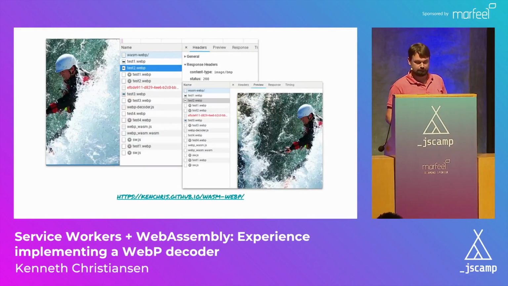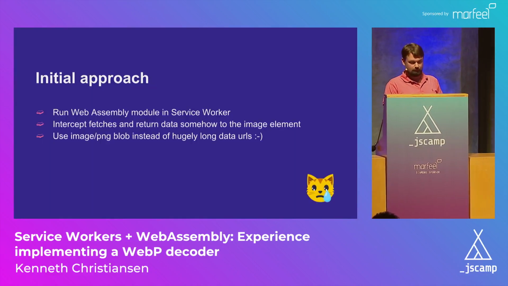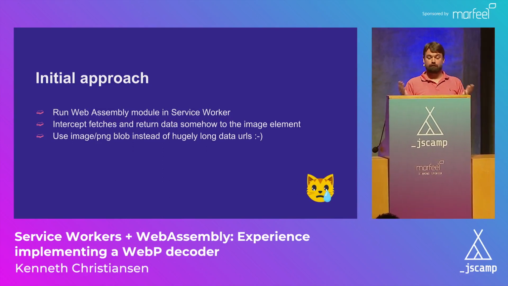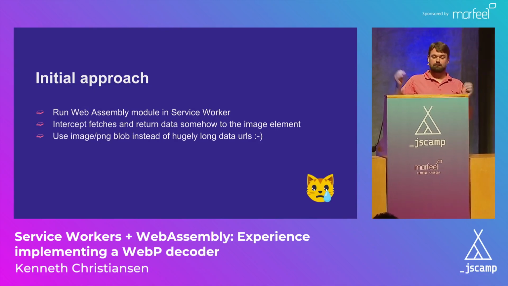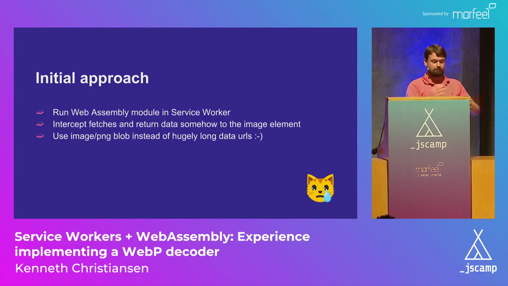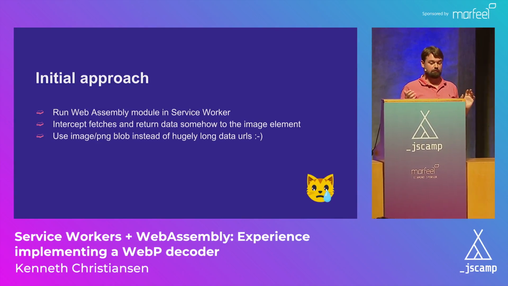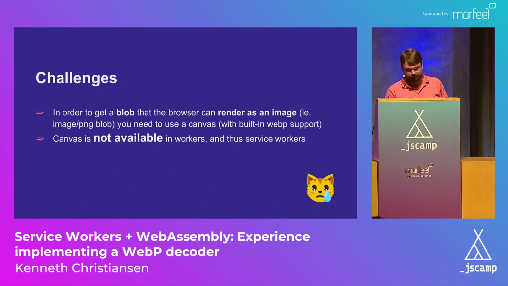Let's get back to the slide set. This is the same thing running in Chrome, but Chrome already supports it out of the box. So my initial approach was, let's run the WebAssembly module in a service worker. Every time it tries to fetch a file and it's a WebP file, I intercept that, and somehow I return the data. I use this WebAssembly module and return that back to the element. And that has to be as a blob. Initially, I was using it as an image.png blob, instead of these huge data URLs.